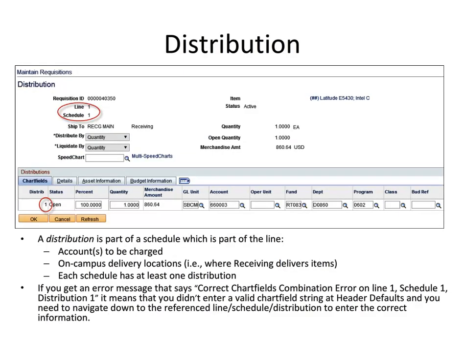Each line has at least one schedule, and each schedule has at least one distribution. Here we are in line 1, schedule 1, distribution 1. The distribution is where chart field information and the on-campus delivery information is stored. If you ever get an error message that says, "correct chart fields combination error on line 1, schedule 1, distribution 1," this is where you need to navigate to review and correct the problem. Click OK to return to the schedule, and then on the schedule, choose Return to Main Page.